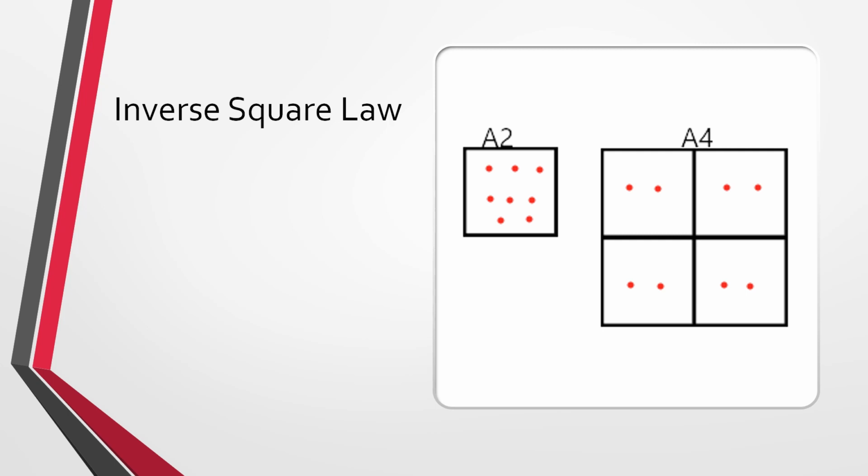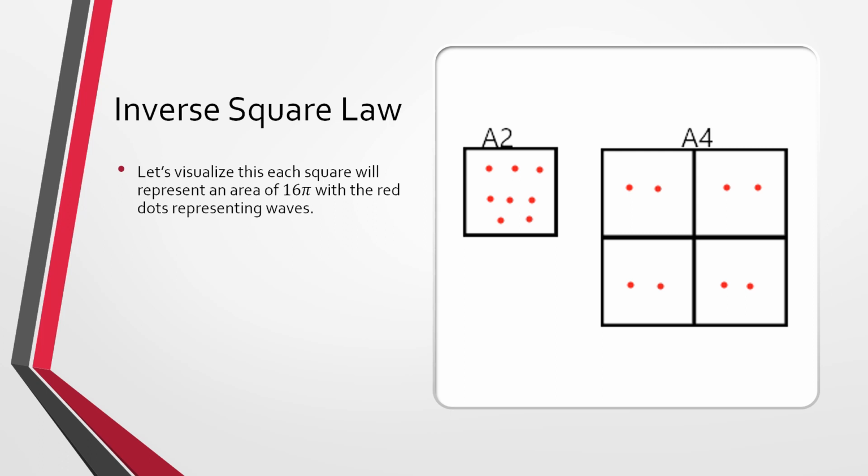We will visualize this here. All right, so we'll say that the square will represent our area of 16 pi that we found, with the red dots representing waves. So we have 8 dots, so there's 8 waves going through this area, at a distance of 2 back.